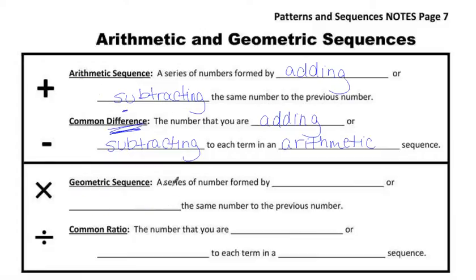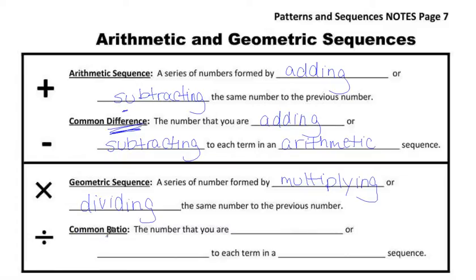So now we have geometric. Geometric is a series of numbers formed by multiplying or dividing the same number to the previous number. So geometric is like geometry. So you start out elementary school learning about arithmetic. You're adding and subtracting, and then we add in some geometry, which is a little bit harder, and that's your multiplying and your dividing. So geometric is multiplication and division because it's those a little bit harder operations you learn after you learn adding and subtracting.